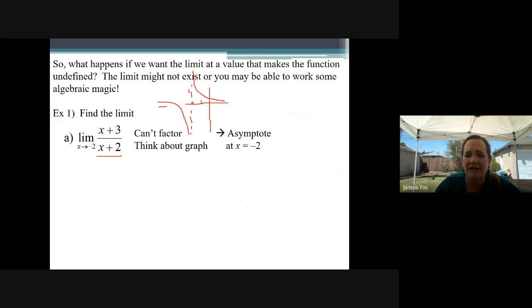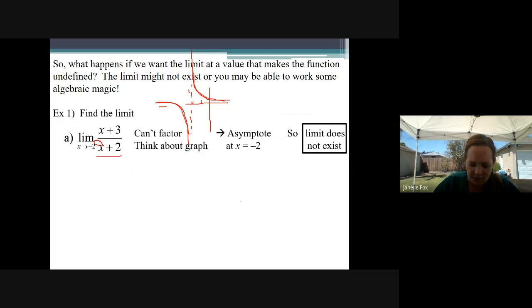And so definitely this has right here an asymptote, but because it did not say from the right or from the left, and we're just looking at this, when you come in from the right, it goes way up to positive infinity. When you come in from the left, it goes way down to negative infinity. Folks, that is not the same thing. That is like a mess. And so what we're actually going to say on this one is that the limit does not exist.